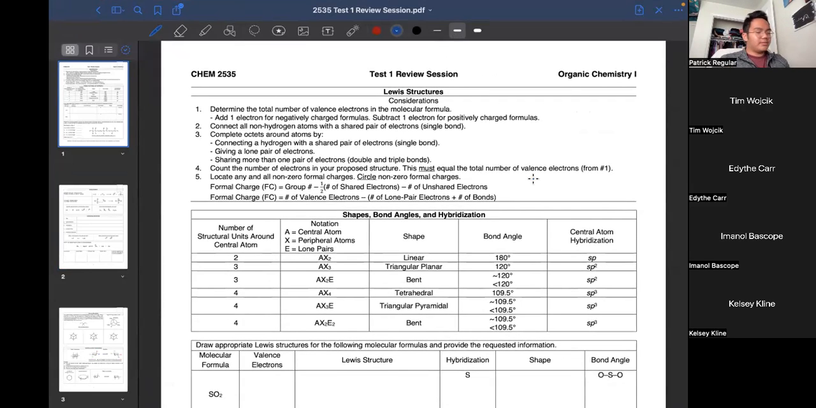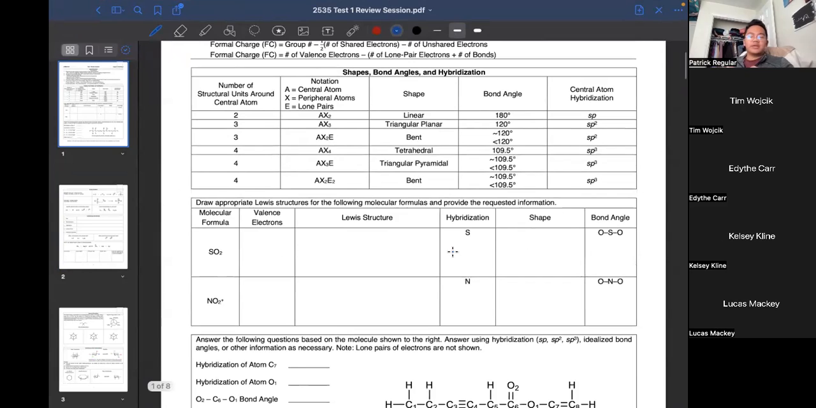All right, so let's go ahead and move on to the review session packet. The first thing we are going to be covering are shapes, bond angles, and hybridization.